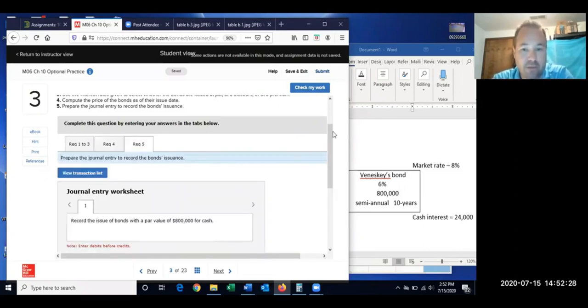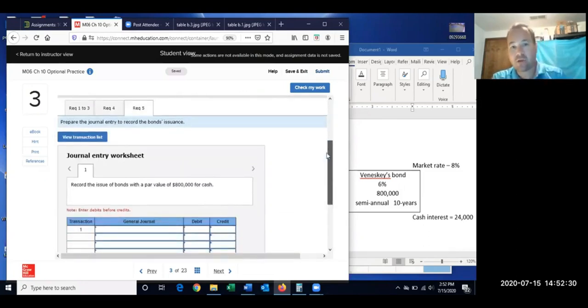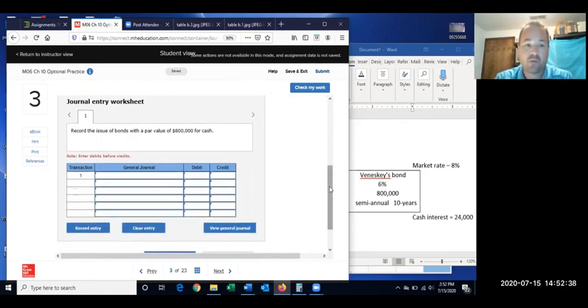So when I go down to number 3, that's what my bond is going to sell for. Nobody's going to buy it for 800,000 because the market rate is, or my bond rate is so low. But they should be willing to pay 691,000, and that's what my selling price is going to be. They're going to get a huge discount because my interest rate is so low.